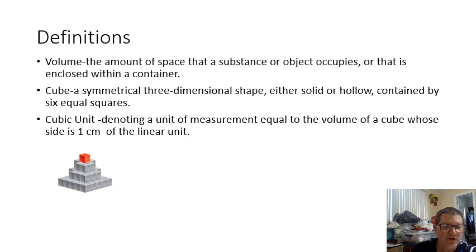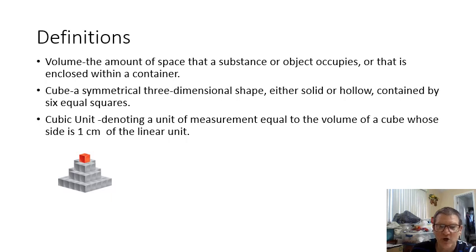Now, we're going to be dealing with just cubes and counting how many cubes some structure is made of. Okay, now cube, as you can see with the red one right there, a cube is a symmetrical three-dimensional shape, either solid or hollow, contained by 6 equal squares. Because if you looked at all four sides, they're squares, and the top and bottom are squares. So that's what makes it a cube.